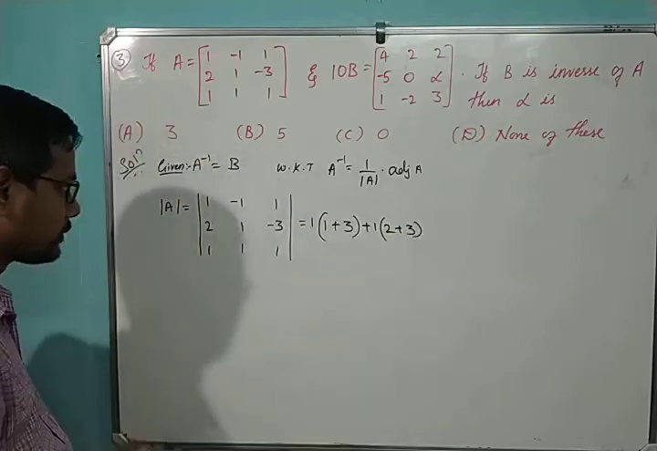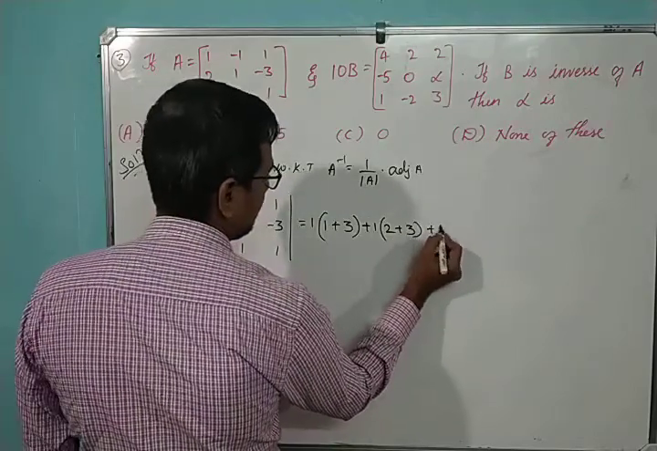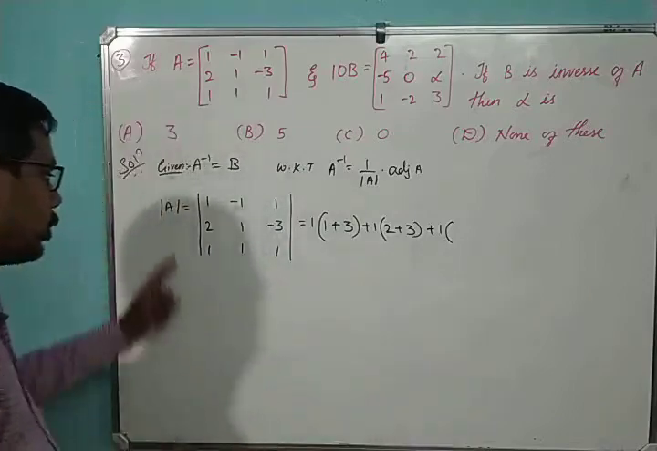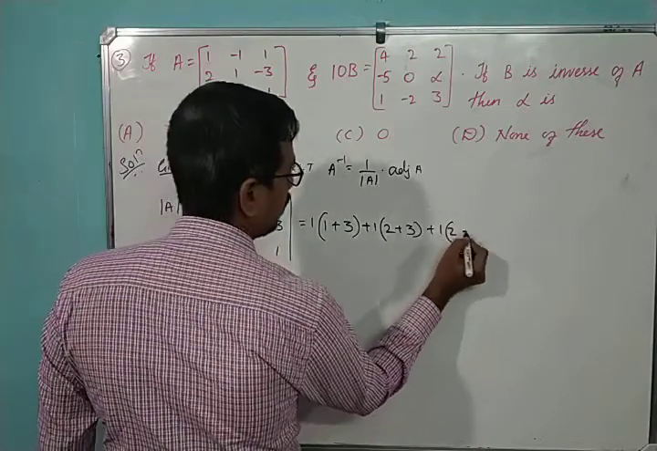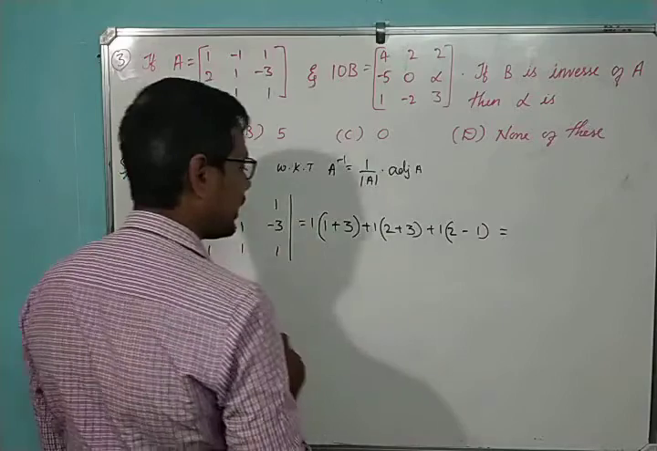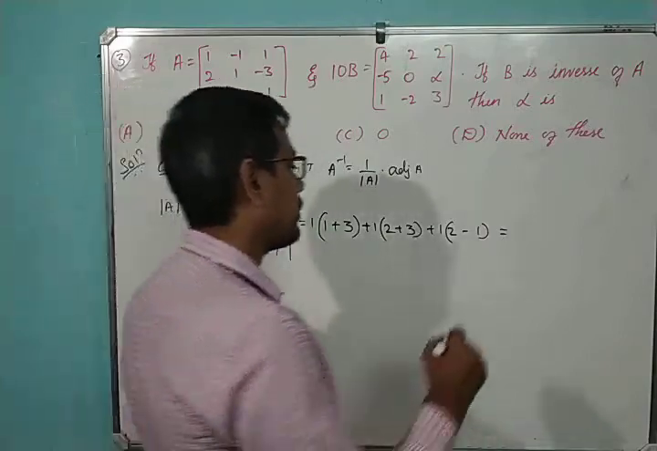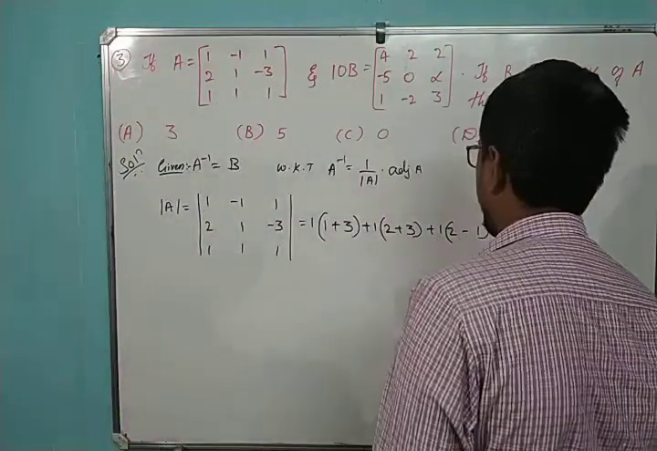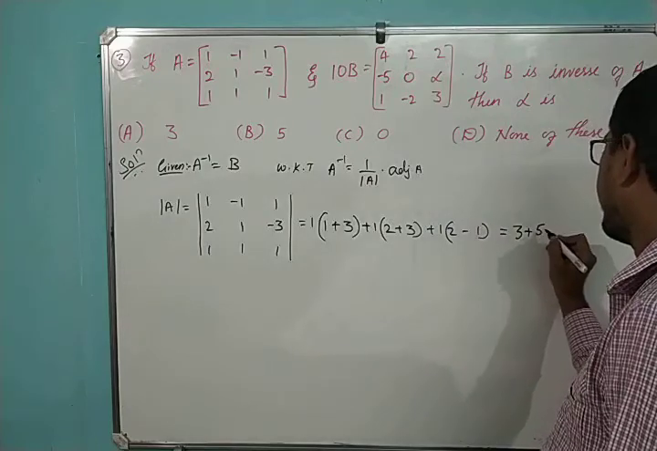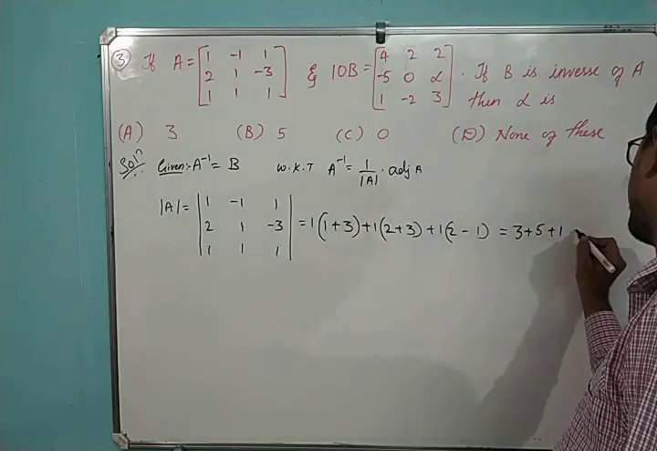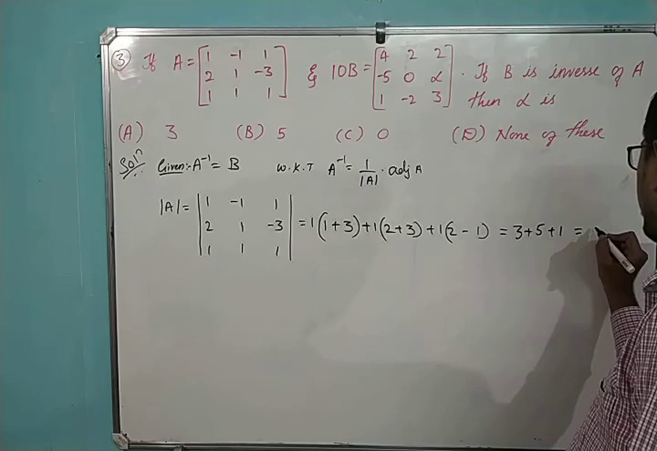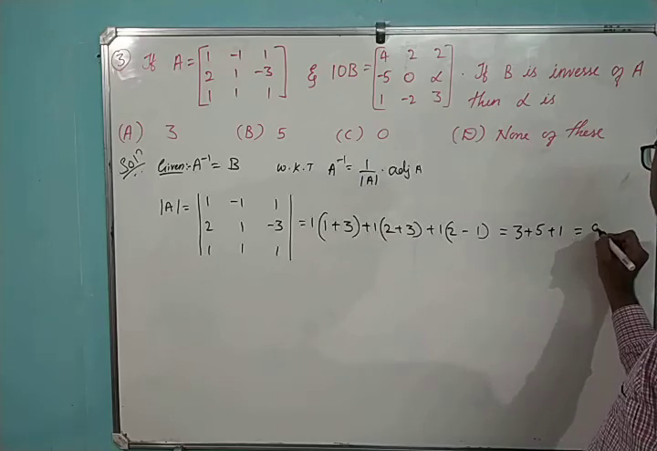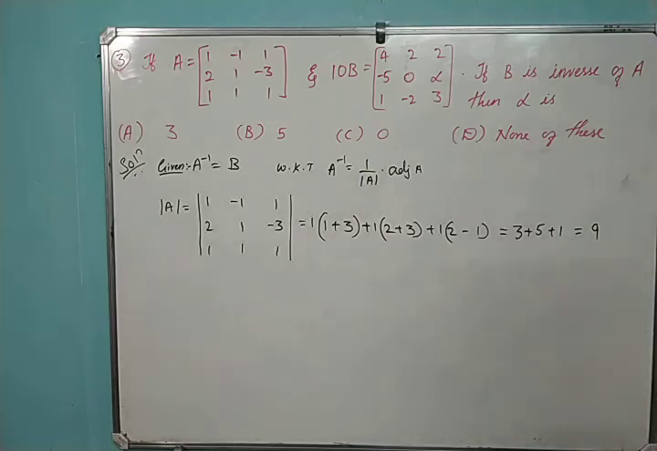Okay, plus 1 into 2 into 1 is 2, minus 1. So this is nothing but 3 plus 2 plus 3, 5 plus 1. So determinant A is what? 5 plus 3 is 8, 8 plus 1 is 9, right? So that is what our determinant A value is.